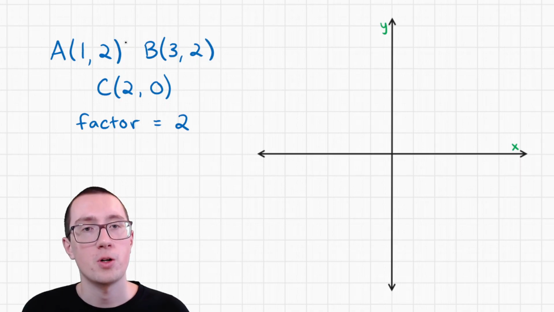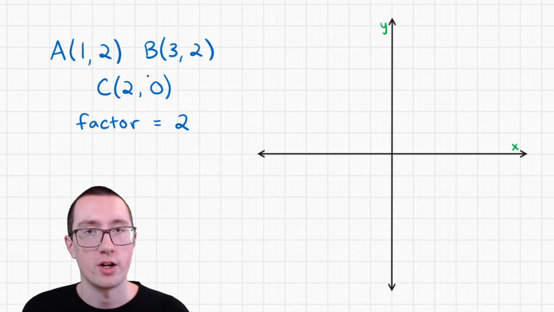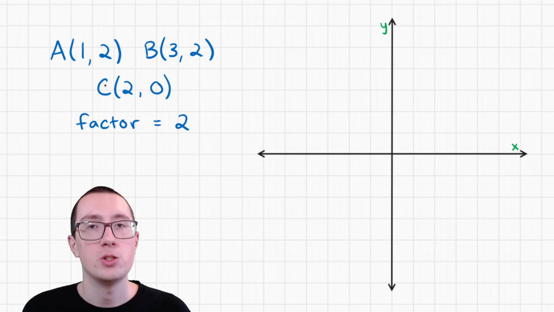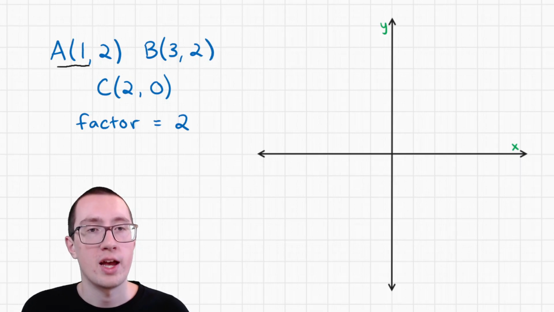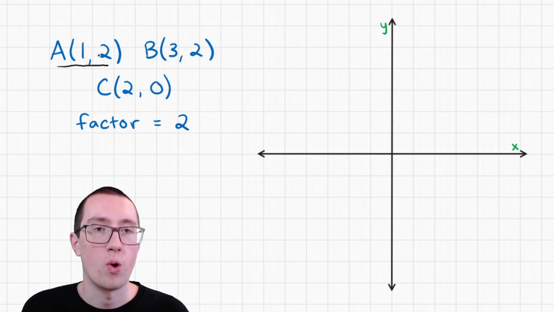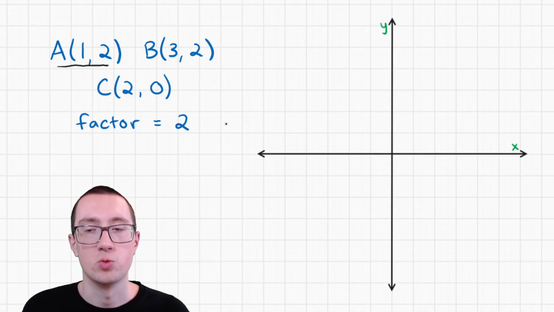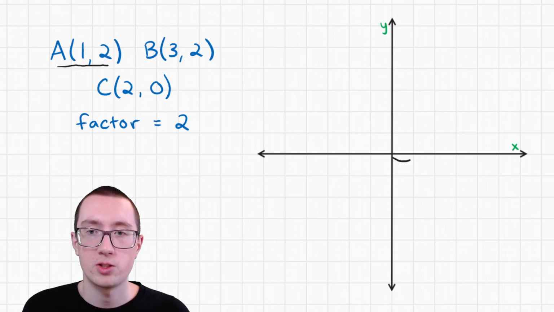So first we're going to start by graphing our original triangle. So we need to plot each of these 3 points. Let's start with point A, which is 1, 2. So x is 1 and y is 2. When x is 1, x is left and right, and positive numbers are to the right. So x of 1 means we need to move 1 square to the right.